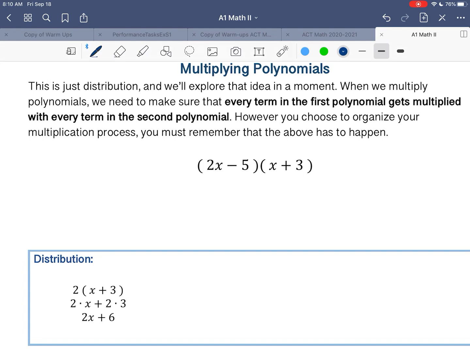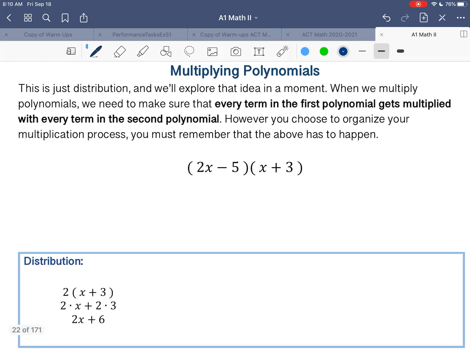So we are starting with this example of 2x minus 5 times x plus 3, and to multiply polynomials, the rule is that every term in the first polynomial gets multiplied with every term in the second polynomial. There are a lot of different ways to organize multiplying polynomials. Some people use boxes, some people use just lines, some people use the distribution method.